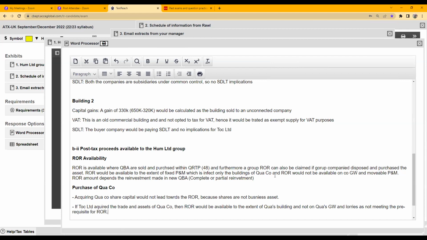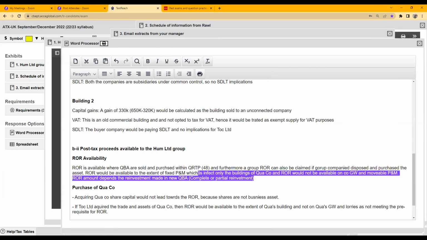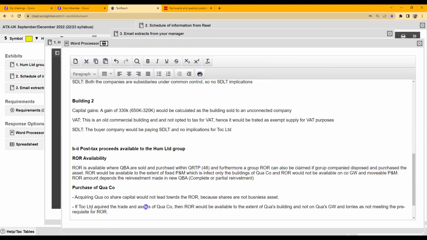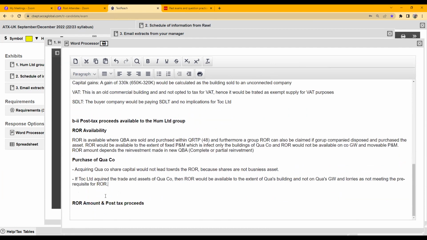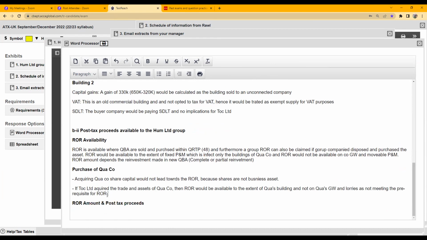Here we have referred to points we have already discussed above, on which ROR is available and on which ROR is not available, and now we are linking the scenario to Talk Limited. If it acquired the trade and assets of Quaco, then ROR would be available to the extent of Quaco's building and not on goodwill and lorries, as they do not meet the prerequisites of the rollover relief. Are you guys okay? Do you agree with the points mentioned here?